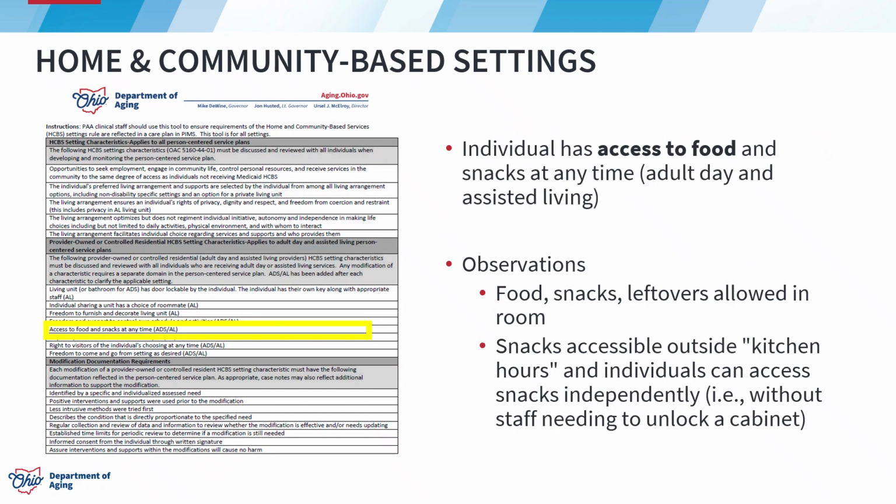That the individual has access to food and snacks at any time. This is for both adult day and assisted living facilities. And what this means is that the individual can access snacks independently, so they do not need to find a staff member who then has to unlock a door to get to the snack area. Snacks need to be available at all times, in between meals, at 3 a.m., whenever. And that individuals can keep food, they can keep snacks in their own living unit if they're in an assisted living facility. They should be able to access snacks and food outside of kitchen hours.